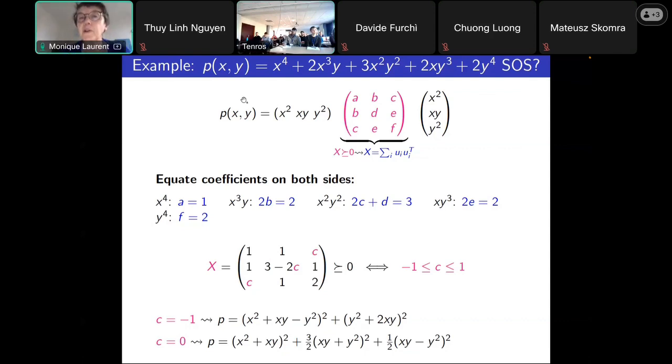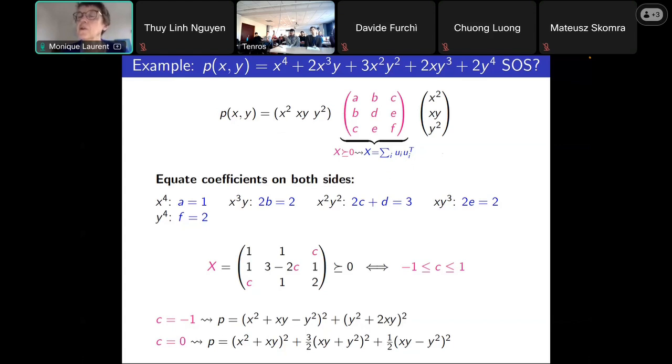Here I've chosen my P homogeneous just for the sake of simplicity, because I knew that the Qi would be homogeneous, and then there were fewer monomials to write here. Otherwise, if P was not homogeneous, you would set up a similar program, but you would also use monomials of degree 1. So you would put x, y, and 1, the vector of monomials of degree at most 2. You would have a longer vector with 6 monomials, and here you would have a matrix of size 6. But you would do the same: you would equate coefficients on both sides.